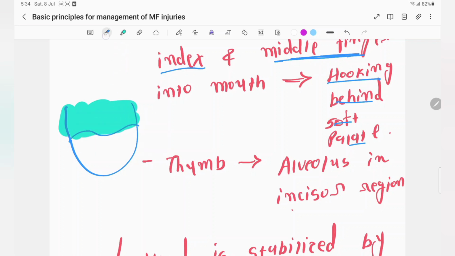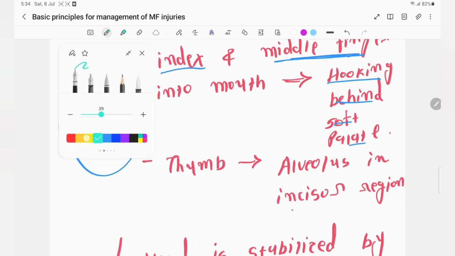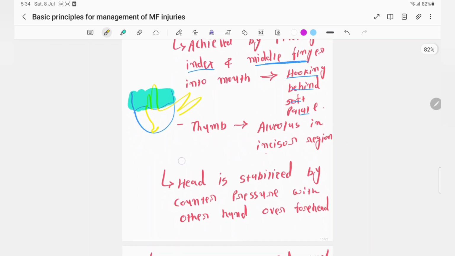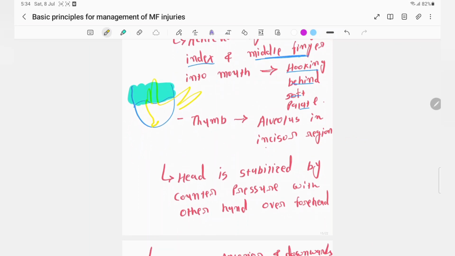You have to place your index finger and middle finger like this, hooking behind the soft palate, and your thumb should be on the alveolus region of the incisor, and your two fingers should be out from the mouth. So this is like that. You have to position your hand like this.